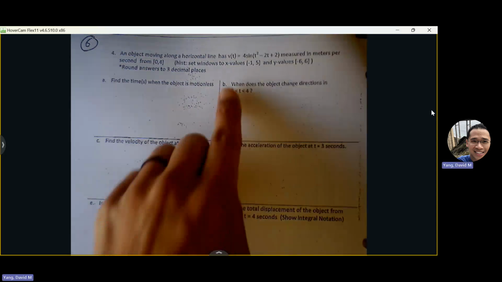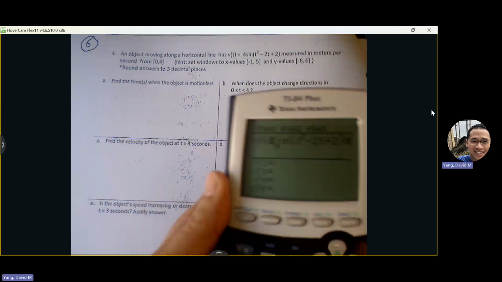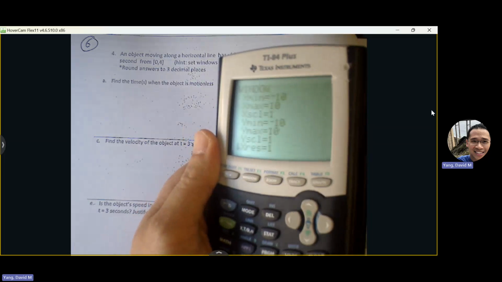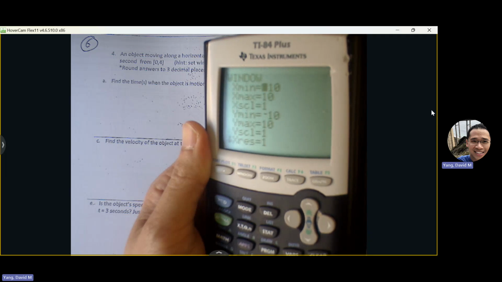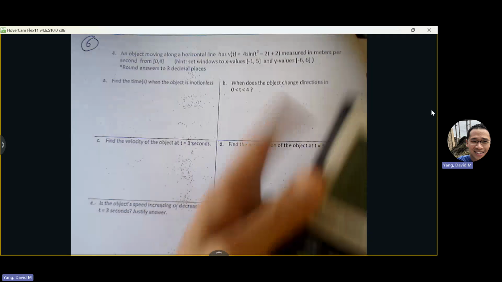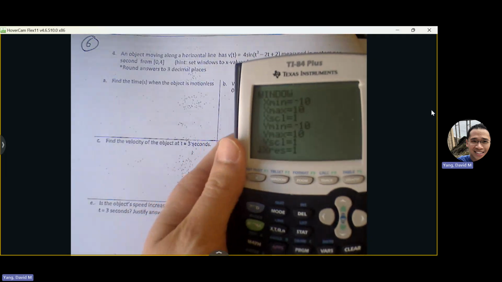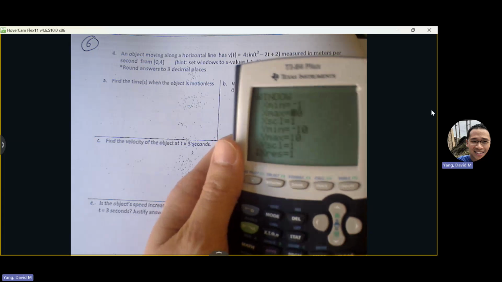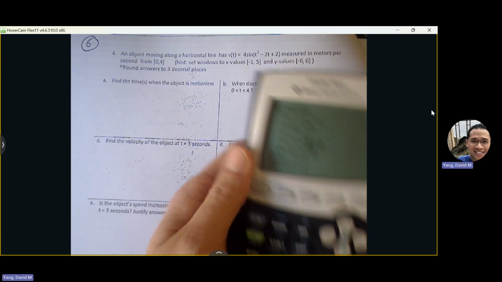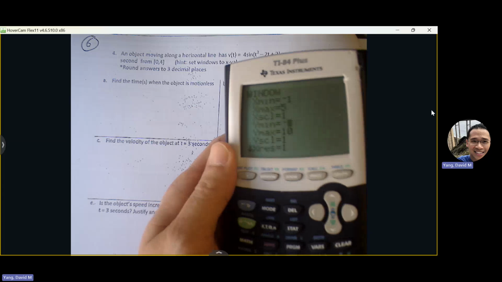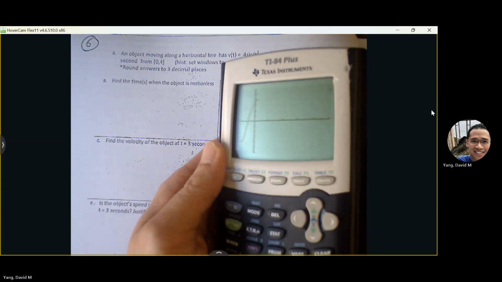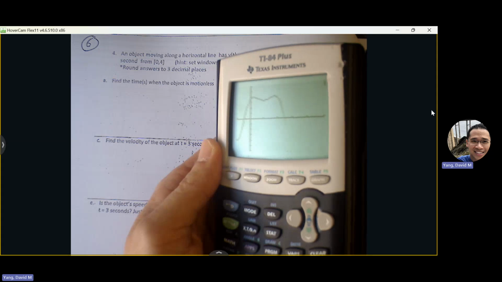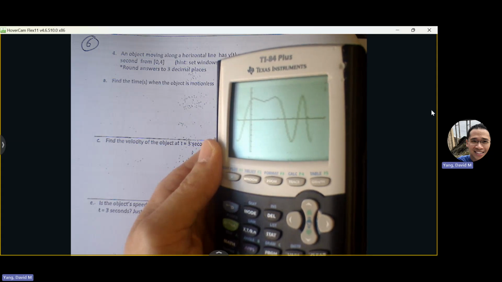They said here to adjust the window, but hopefully you guys are pretty comfortable with adjusting your windows. Hopefully you guys did some of that in AP pre-calc. But here the suggested window is from -1 to 5, so your x min and x max from -1 to 5, and then your y min and y max from -6 to 6. So this is the velocity graph that we see in front of us.